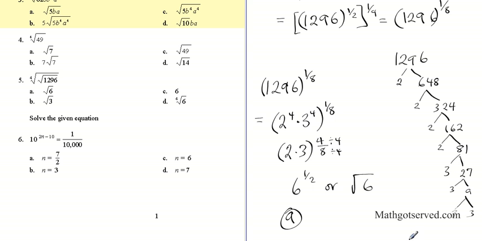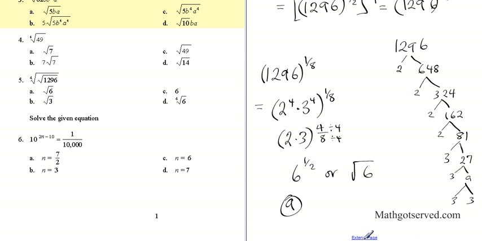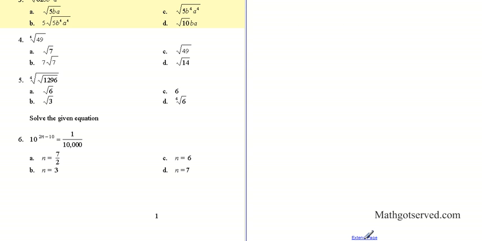Alright, let's move on to question number 6. On question 6, we're going to solve the exponential equation 10 raised to the 2n minus 10 equals 1 over 10,000. The goal here is to get the exponents to have the same base, so we can eliminate by using the appropriate logarithmic function. So this is 10, so the hint here is, can I express this as a power of 10? 10,000 has 4 zeros, so that's basically 10 to the 4th.